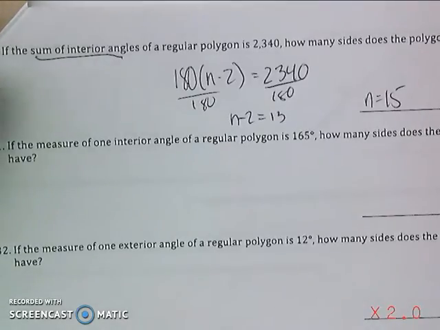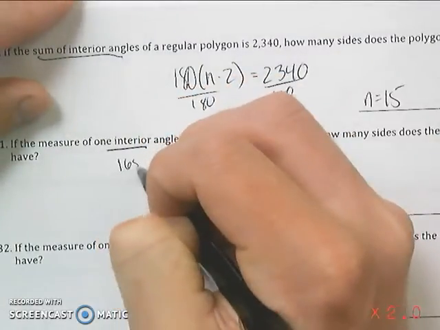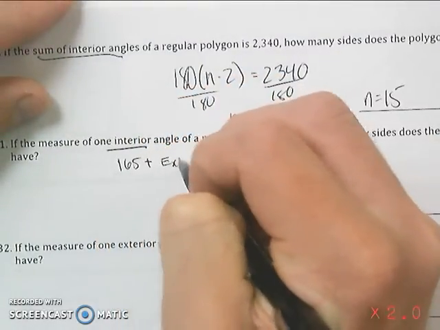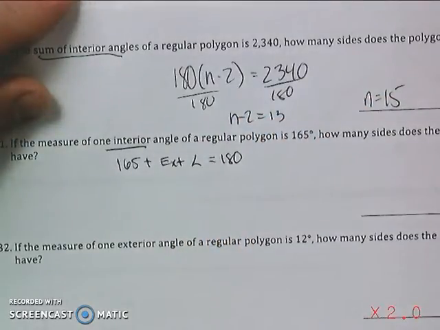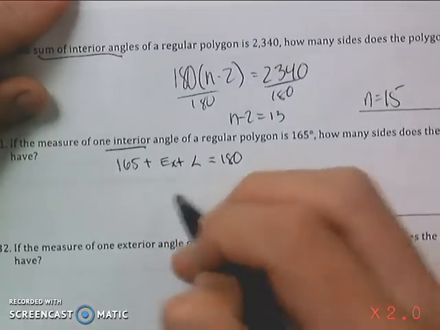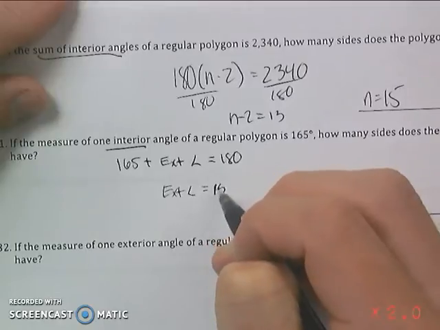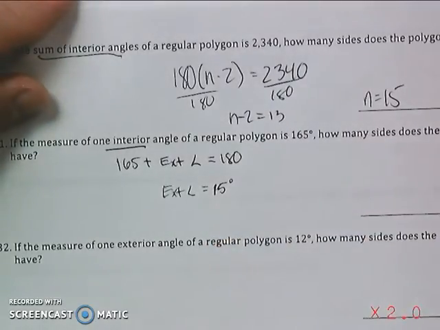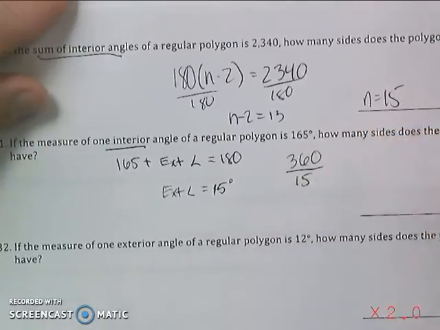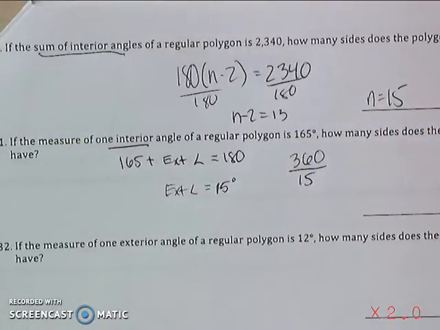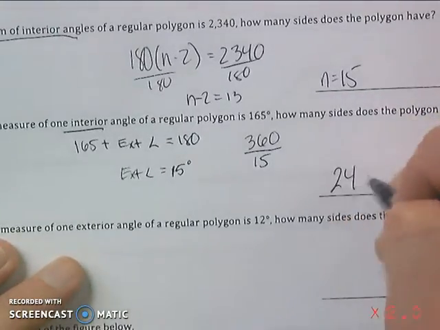Alright, if the measure of one interior angle of a regular polygon is 165, how many sides does the polygon have? Well, another rule that we have to remember is that the interior angle, 165, plus the exterior angle, should add to 180. Okay, and if that's true, then the exterior angle should equal 15. And if that's true, then I'm going to take 360 and divide by 15, because I know the sum of the exteriors is 360, and if I have 15 as one of them, I can find it out, and I'm going to get 24 sides.